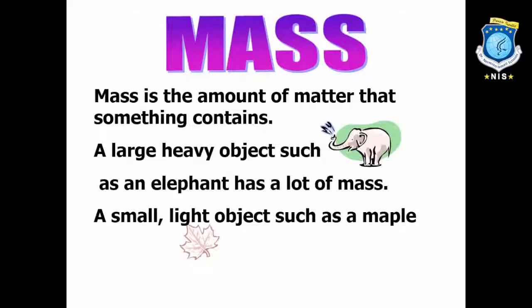So take a look at this. A large, heavy object, such as an elephant, has a lot of mass, has a large mass. It's heavy. A small, light object, such as a maple leaf, has less mass. So, mass is similar to weight, okay? But the definition for mass is the amount of matter that something contains. And now we know what matter is.